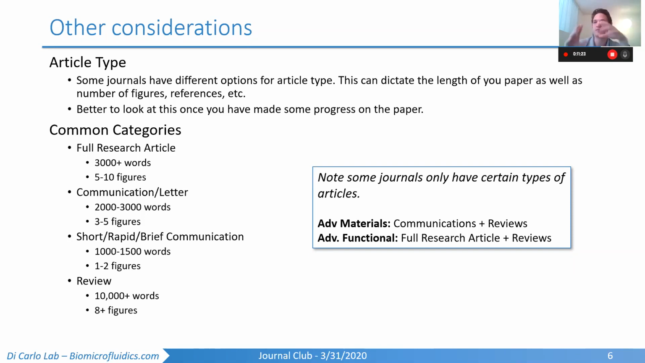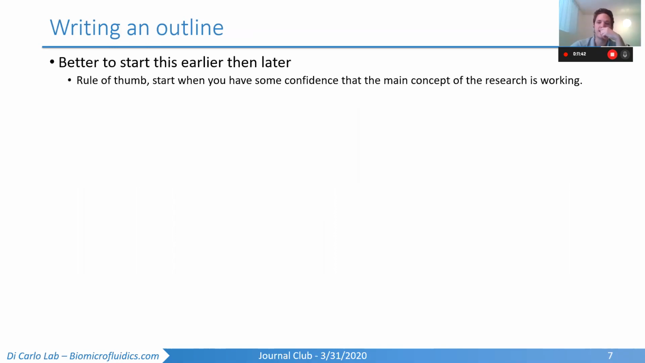Moving on, and kind of this idea of how do you frame your manuscript. You have this beginning understanding of where you might want to submit your work. You have an idea that's somewhat working. The thing you want to do is definitely write an outline. And I would argue you want to start this earlier rather than later. A rule of thumb would be when you have some confidence that the main concepts of your work are actually working.